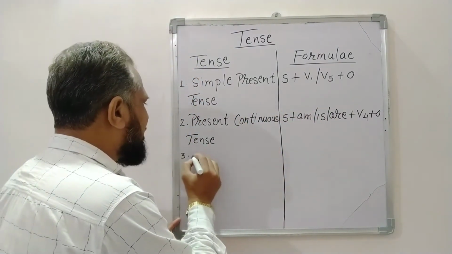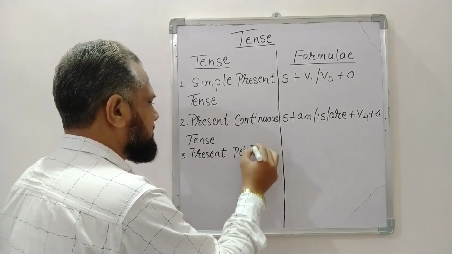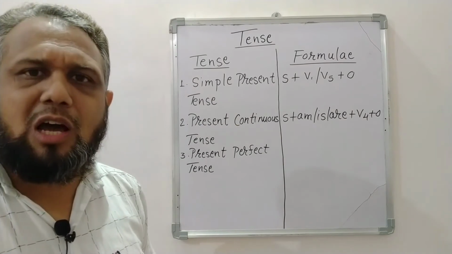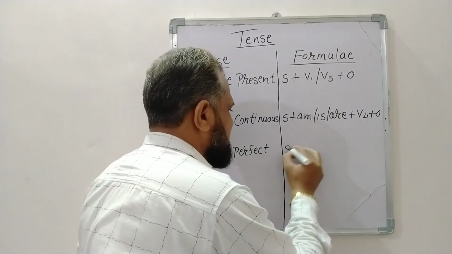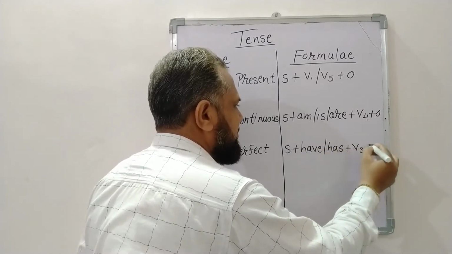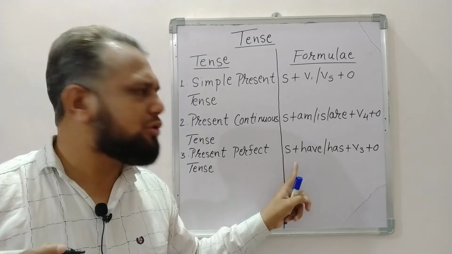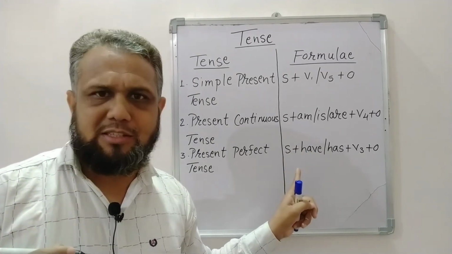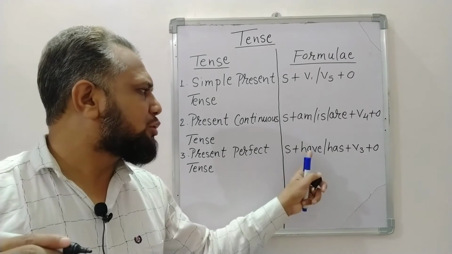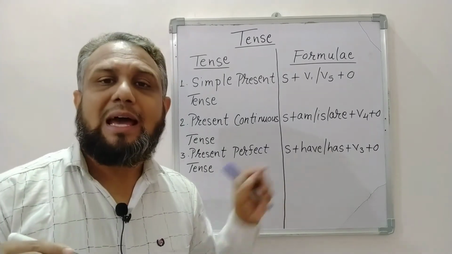The third name of tense is present perfect tense, and the formula of present perfect tense is subject plus have or has plus V3 plus object. Means subject, and according to subject we have to use have or has. If the subject is I, we, they, you, then we will use have, and if the subject is he, she, it or any noun, then we will use has.